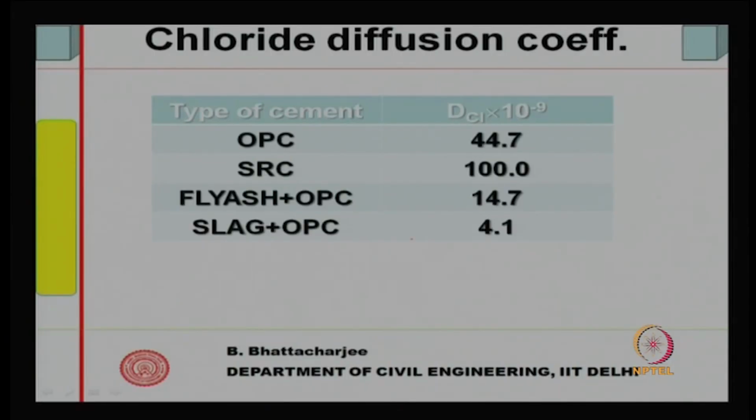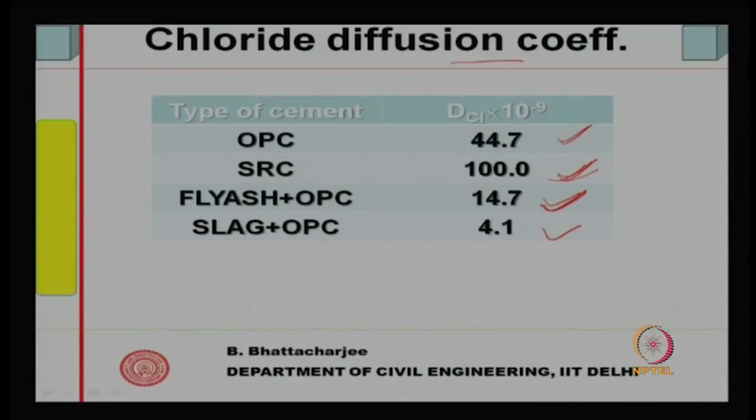One of them is, for example, the chloride diffusion coefficient. The diffusion coefficient is a measure of basically the possibility of the flow of chloride inside the concrete. Whichever has a high diffusion coefficient is likely to allow more chloride to come in. So, what is observed is that if you have OPC, this value is somewhere like this, but if you have sulphate resisting cement, the value increases significantly. Fly ash and OPC reduces it down, and slag and OPC reduces it still further.